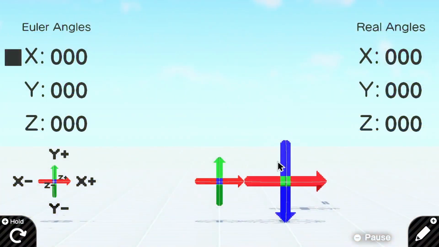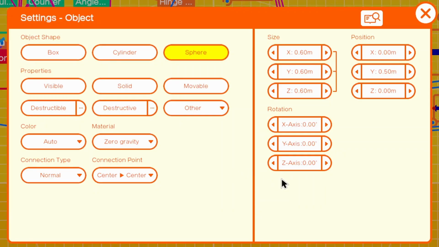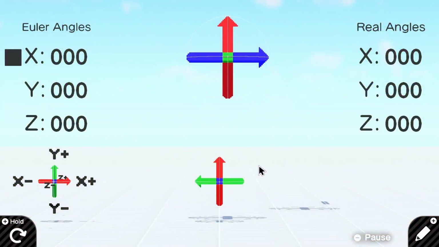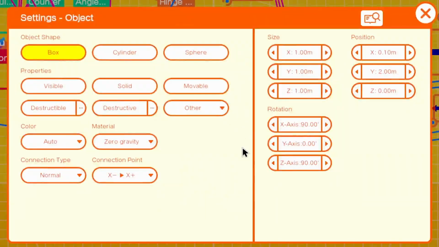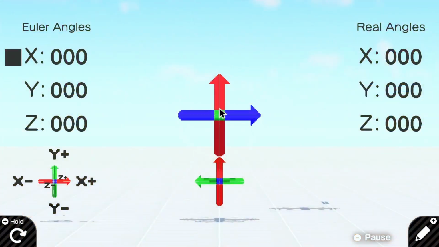The same thing happens even if both objects are rotated. So let's take this and rotate this by 90 degrees in the z-axis. You'll see that the x-axis of this is now pointing upwards. So if we say connect the negative x of this object to the positive x of this, it will just connect those two accordingly, like that.